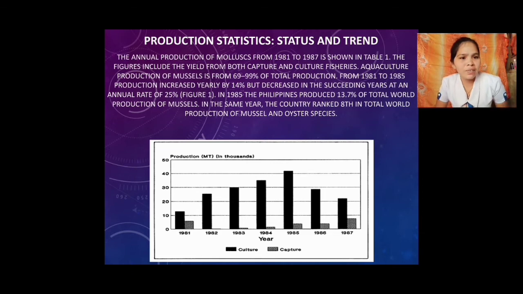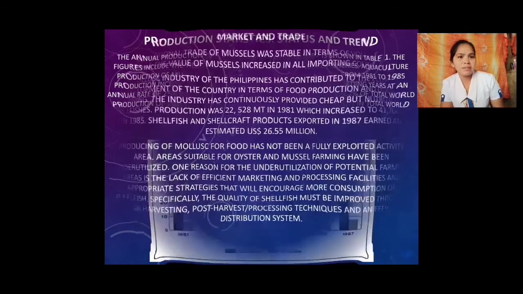In 1985, the Philippines produced 13.7% of total world production of mussels. So, nagkataas siya. In the same year, the country ranked 8th in total world production of mussels and oyster species. So, kanang nagkaanam ng taog karank og 8 in the total world production of mussels. Top 8 na ang Philippines.